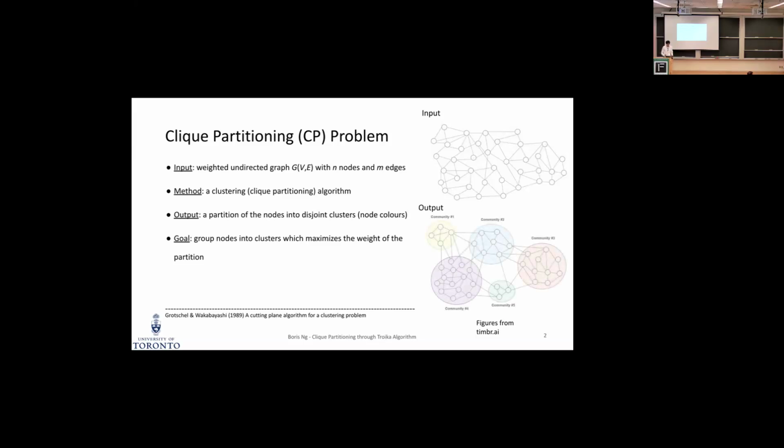And the clique partitioning problem, also known as the CP problem, is NP-hard, meaning that finding an exact solution is computationally infeasible for larger graphs. It's also a fundamental problem for network analysis, with applications across various fields such as biology, social networks, and also finance.